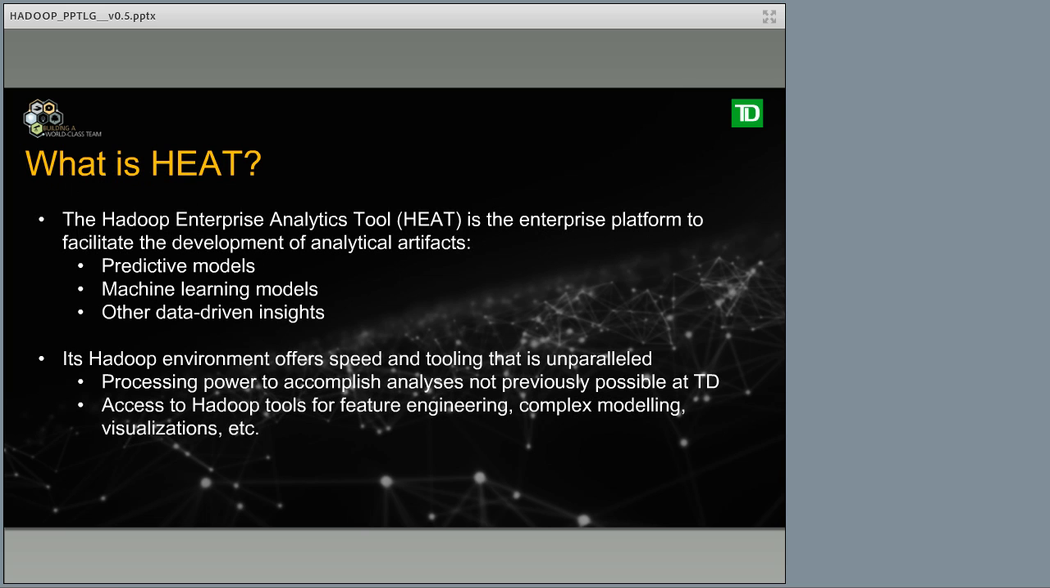What is HEAT? The Hadoop Enterprise Analytics Tool, or HEAT for short, is the enterprise platform to facilitate the development of analytical artifacts. This includes predictive models, machine learning models, and other data-driven insights. Its Hadoop environment offers speed and tooling that is unparalleled. Its processing power can accomplish analyses not previously possible at TD. It allows access to Hadoop tools for feature engineering, complex modeling, visualizations, and much more.